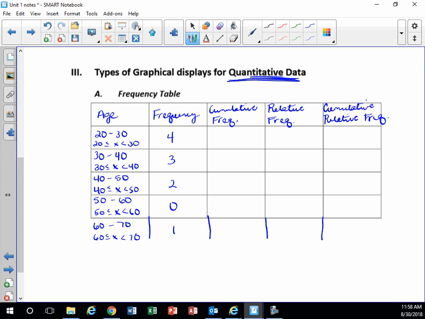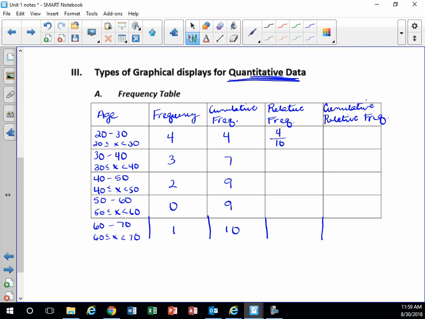All right. Cumulative frequency. So you start with the first group here. There's 4. What do you think the next one's going to be? 7. Next one. 9. Next one. And then 10. Okay, you're trying to get to the total number that we were looking at. Then relative frequency is just talking about a proportion of the whole group.